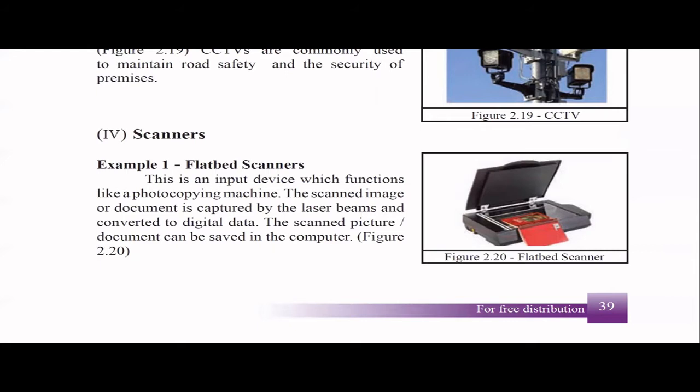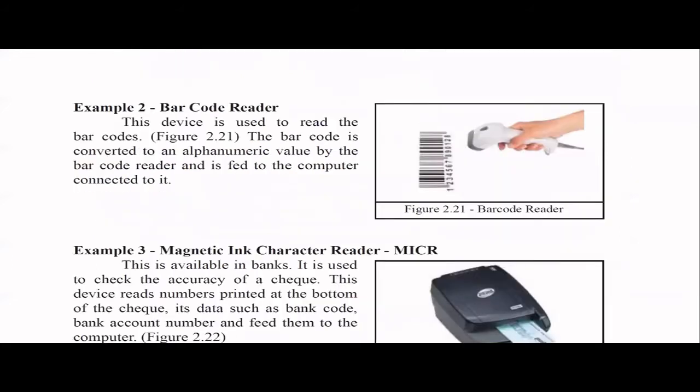Now think you have a document, like your birth certificate, and you want to take a digital copy of it. In a photocopy machine, you get a physical copy. But here you get a digital copy, and this scanned document or image you can save in the computer as a soft copy. Then you can take another printout. That's how it works.